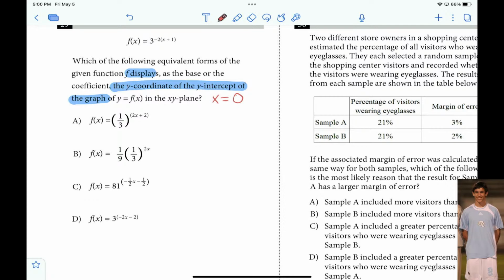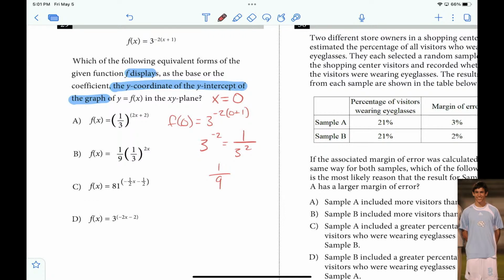So let's just find out what the y-intercept is. We're just going to plug in 0 for x wherever we see x. So our function now is going to be f of 0 is 3 to the power -2 times 0 plus 1. So that just turns into 3 to the -2 times 1, so just -2, which you could use your calculator for, or you can know that if we have a negative exponent, we can move it to the bottom. So then 1 over 3 squared is 1 over 9. So we determined that 1 over 9 is the y-intercept.